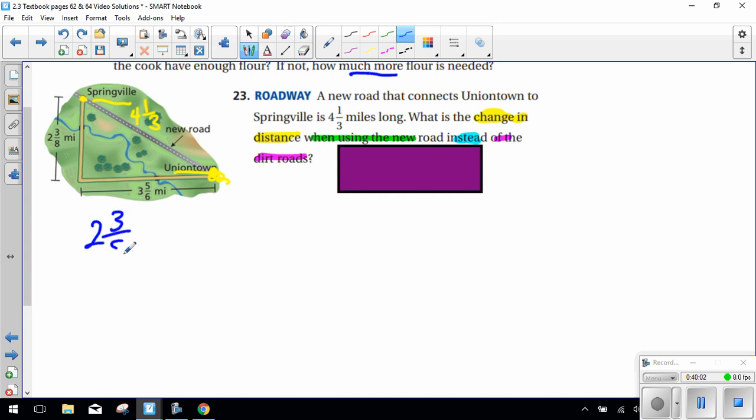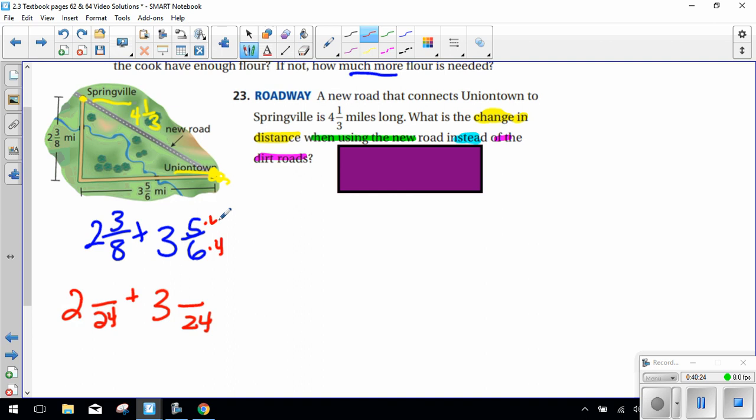So we're going to take 2 3/8 and add it to 3 5/6. So if you write your multiple list of 8 and 6, we get 24 for a common denominator. You could turn these into improper if you wish. So 6 times 4 is 24, 5 times 4 is 20. 8 times 3 is 24, so 3 times 3 is 9. So we get 9 24ths and 20 24ths gives us 29 over 24. 3 and 2 gives me 5.